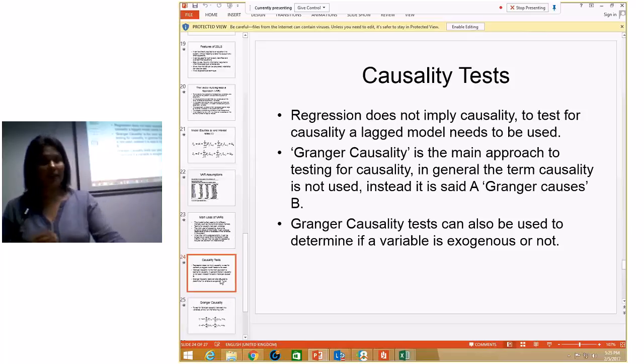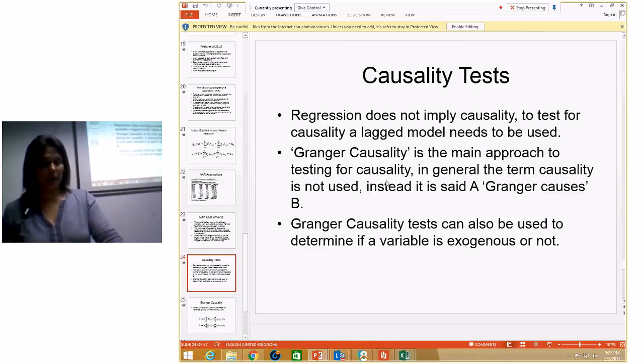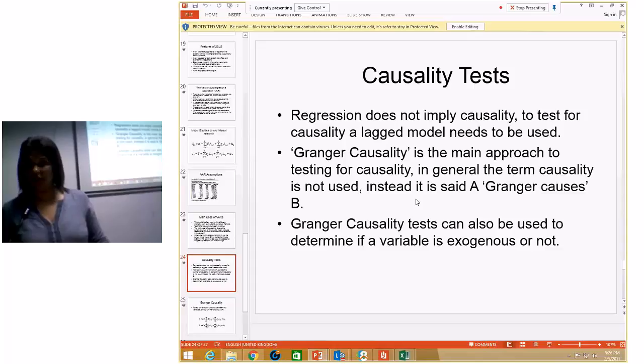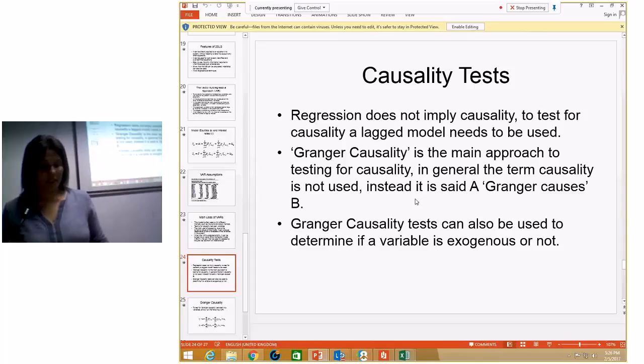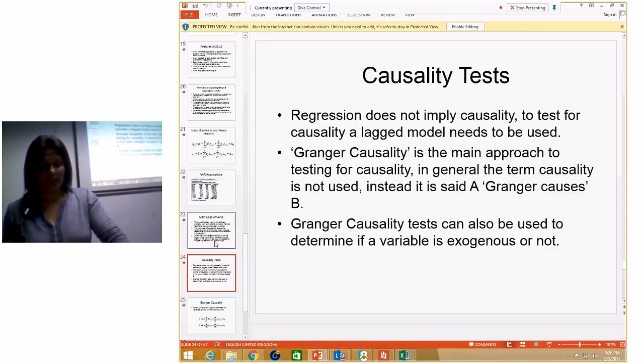The regression doesn't imply causality. So to test for causality, a lag model needs to be used. The Granger causality is the main approach for testing the causality. In general, the term causality is not used. Instead, it is said A Granger causes B. The Granger causality test can be used to determine if the variables are exogenous or not.